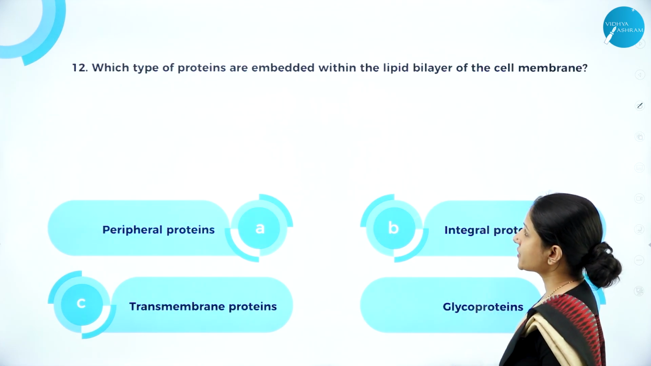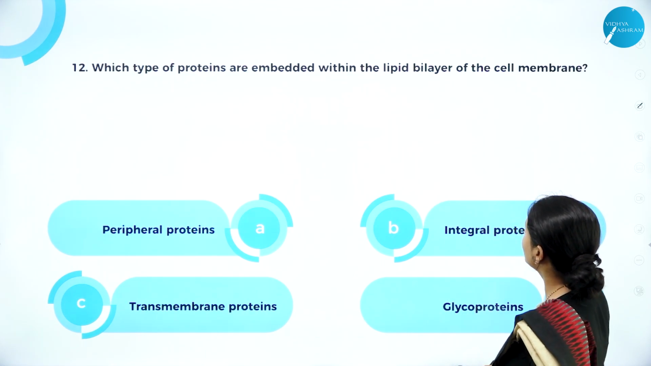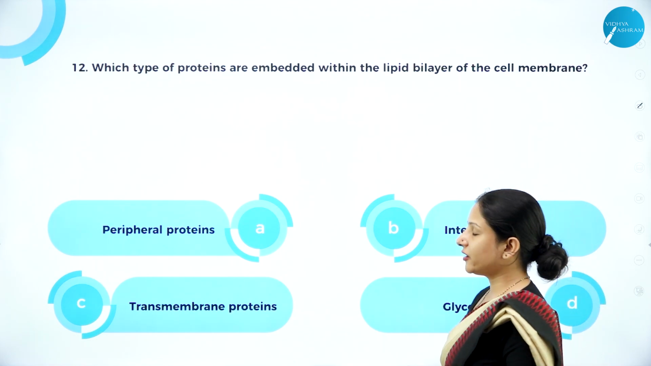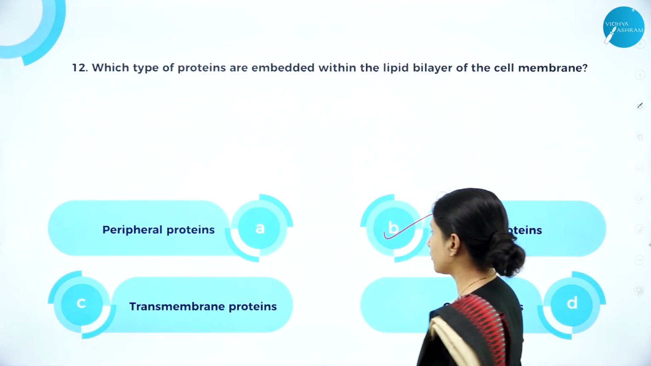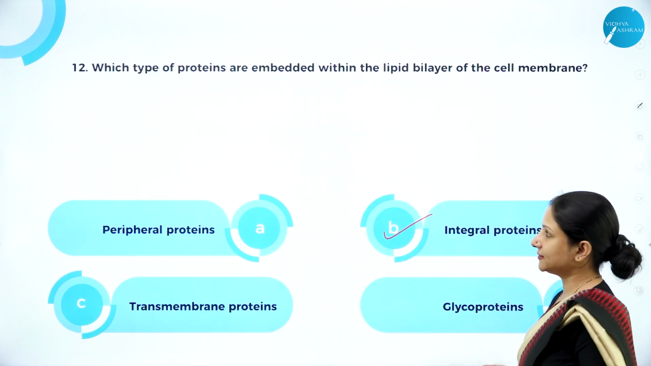Next question. Which type of proteins are embedded within the lipid bilayer of the cell membrane? Peripheral, no, they are present on the surface of the lipid bilayer. It is the integral protein. So, integral proteins is the right answer here.